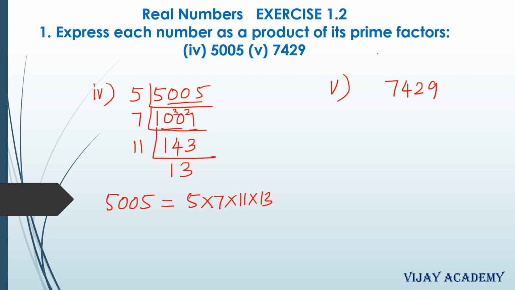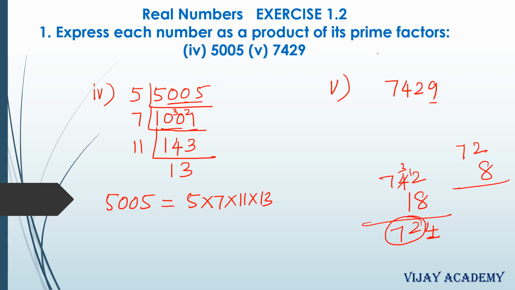So double the last digit, 9. 9 twos are 18, and subtract it from the number formed by the remaining digits, that is 742. So 12 minus 8 is 4, and 3 minus 1 is 2, and we get 724. And still it is a bigger number. Apply the same process for 724 also. Double the last digit, you get 8, and subtract it from the number formed by the remaining digits, that is 72. 72 minus 8 is 64. 64 is not divisible by 7, therefore 7429 is not divisible by 7.